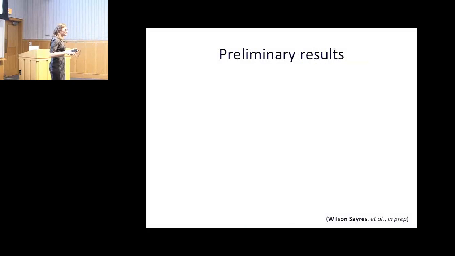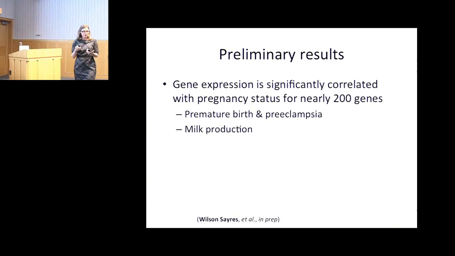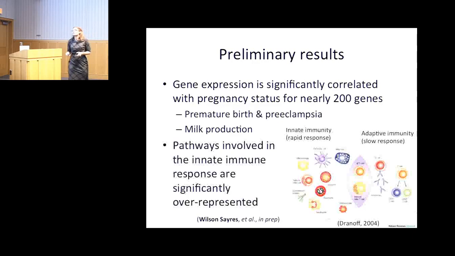Well, fairly excitingly, we found about 200 genes whose gene expression is significantly correlated with pregnancy status. Some of these genes are involved in preeclampsia and preterm labor, and a gene involved in milk production, which I thought was fairly interesting. We also find that pathways involved in the innate immune system are significantly overrepresented.